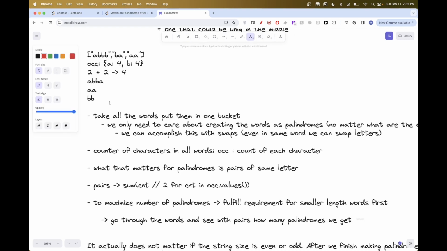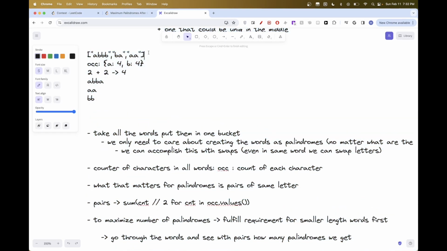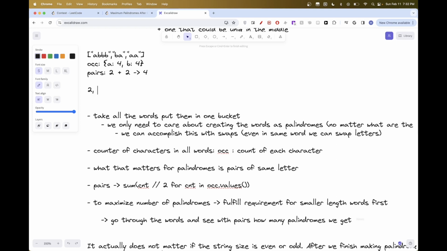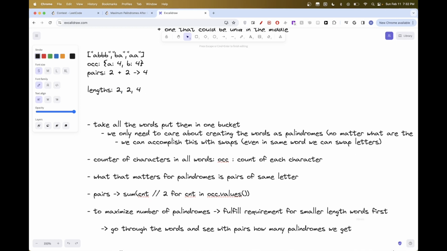So once we sort by length, let's take this example again. What happens? These words, if we sort them by length, let me actually just remove this. We know we have 4 pairs. So if we sort by length, then we have length 2, 2, and length 4. So these are the lengths. First we try to accomplish length 2. We can accomplish it. We take 2 of the pairs we have, and so we accomplish it. So we have 1. And then this one is done. Because the length is 2, we only need 1 pair. This one, the length is 2, so we need also another pair. Do we have more? Yes, because now we have only 3 pairs. So we do this one.